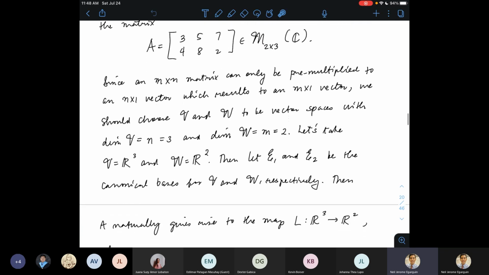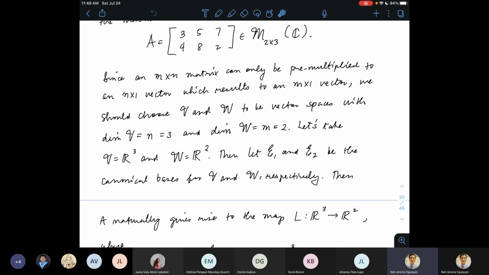And for simplicity's sake, I chose to illustrate this example by choosing W to be R squared. And again, you could be fancy about it. You can pick any vector space of dimension 2, be it an abstract vector space, or a vector space of purely numbers. All right.